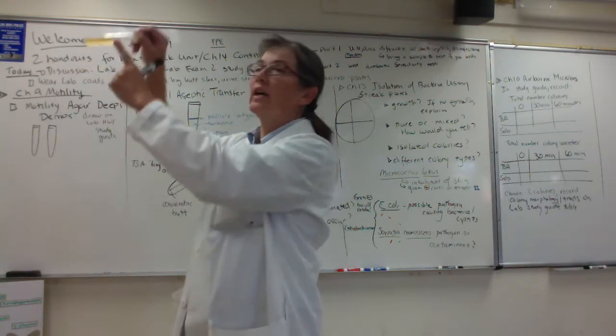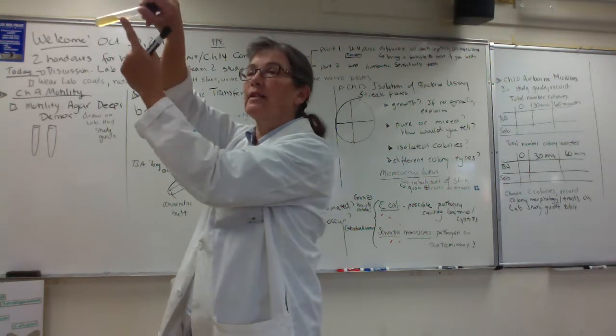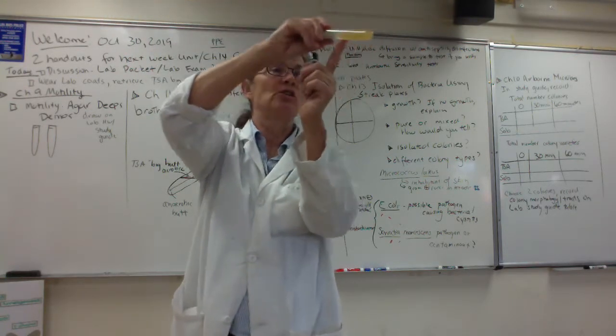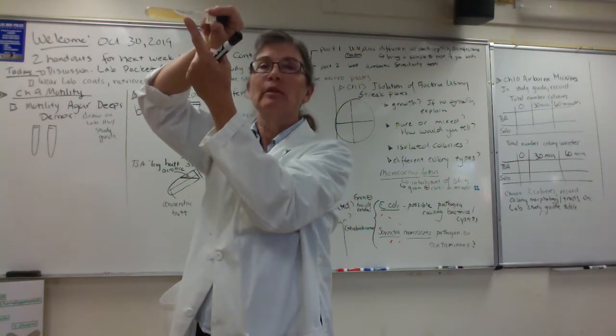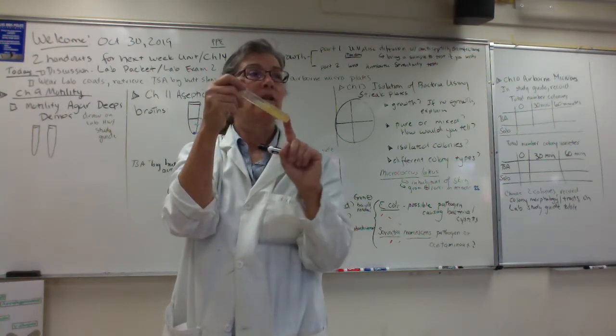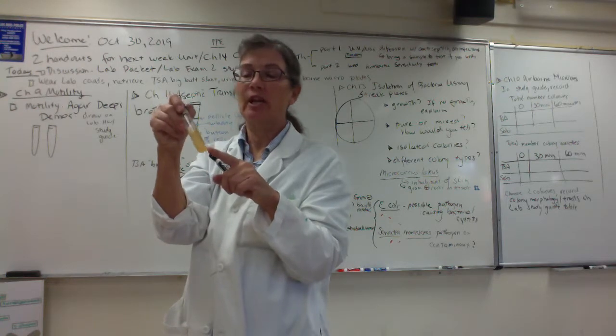It uses what if oxygen is present? Which process to make ATP is it using? Aerobic respiration. Good, you guys. And so it's going to make maximal ATP using aerobic respiration. It's going to make less ATP if it's carrying out anaerobic metabolism, either fermentation or anaerobic respiration.